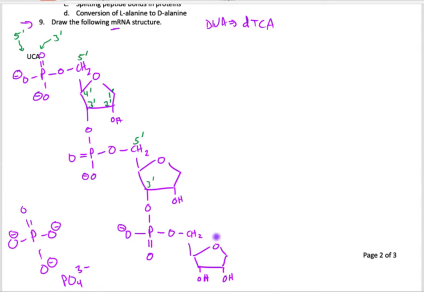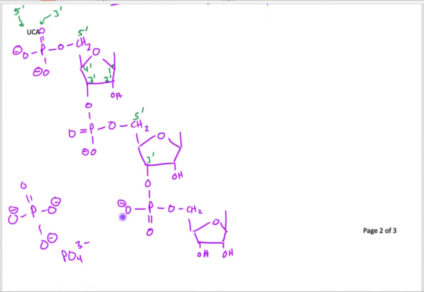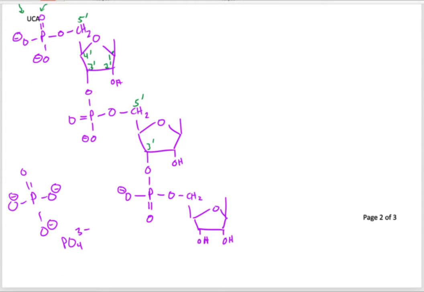And really, the last thing to do is then to go in and add our bases. So they're going to be connected at the 1' position for each of the sugars. And again, uracil is going to be here, cytosine, and then adenine down here. Now, for this test, for this class, you'll be given the structure.